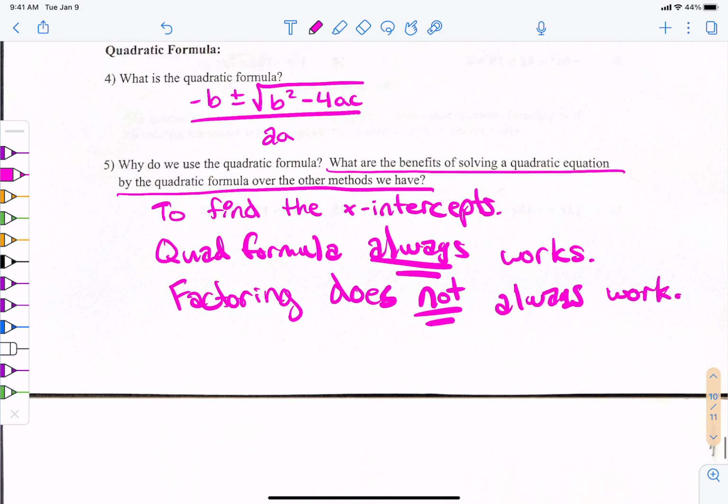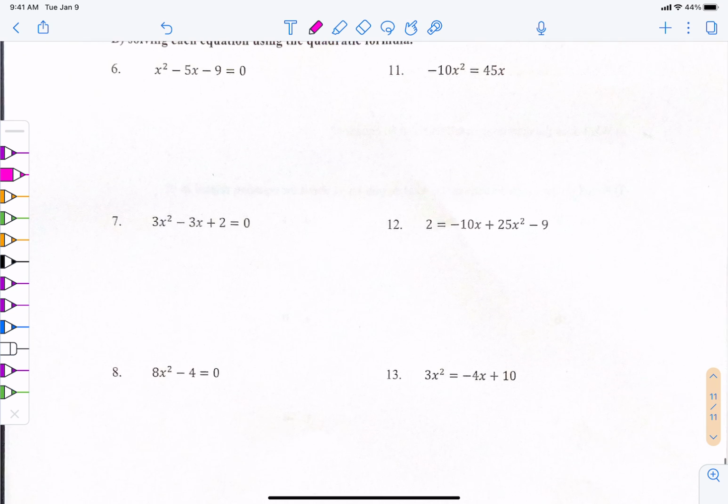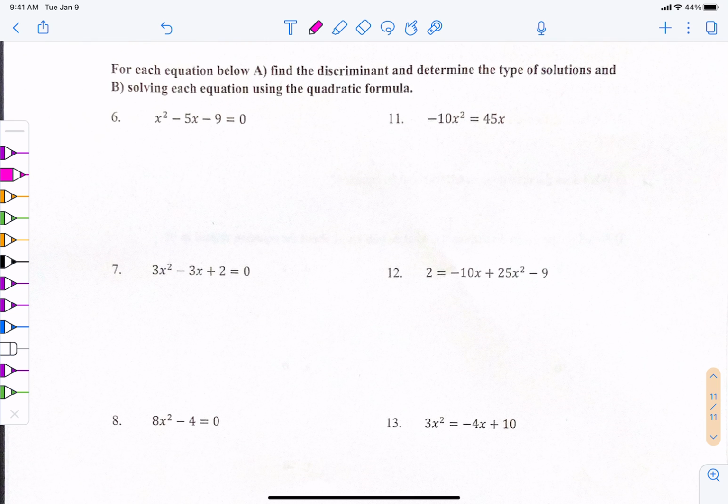Okay, this is your homework. Ready? 6 through 15, there are 10 problems, but they're not too bad. Should we do one of these together? How about let's do all of them? Let's do number 12. Pick one.